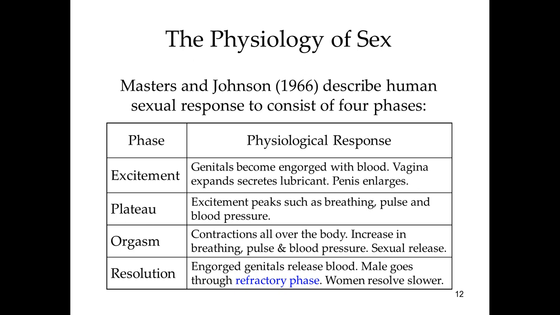At this point, you move into the resolution phase, which is when the genitals begin to shrink back. So they release their blood back into the body, and the men go through what's known as the refractory period or the refractory phase. Women, on the other hand, resolve in a slower fashion. As a result of this, they can actually become aroused much more quickly. They can go back into sexual activity because they're not going through the same type of refractory period as men. So for men, after orgasm, this refractory period prevents them from achieving another orgasm quickly after the first one.